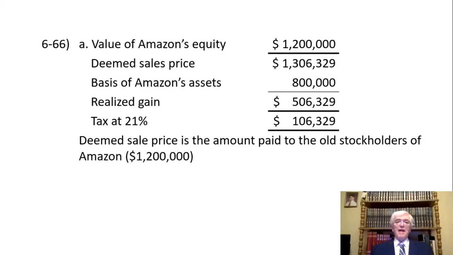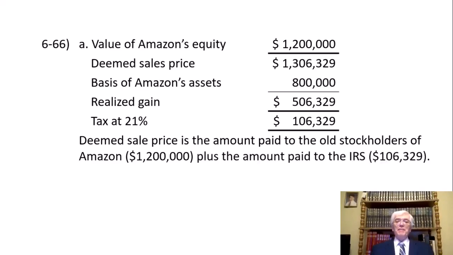Aha. That gives us a clue as to where they got that deemed sale price. Deemed sales price is the amount we paid to the old stockholders of Amazon, Jeff Bezos and his friends, $1,200,000, and the amount we paid to the IRS, $106,329. That's where they got $1,306,329. So if you're looking at that, you say, why did they choose that weird number? Now you know, that's why.